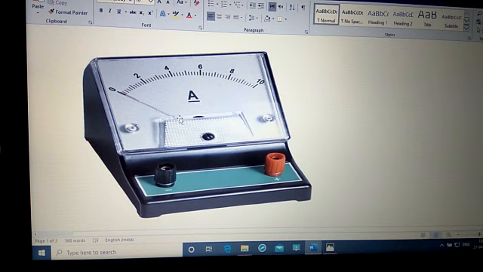Here you can see there is a pointer. This pointer will display the amount of current flowing through the ammeter in the circuit. Its capacity is 0 to 10 ampere. You can see here 0 to 10 ampere is the capacity of this ammeter. This ammeter is used to measure the current through the circuit. It measures the current in ampere.